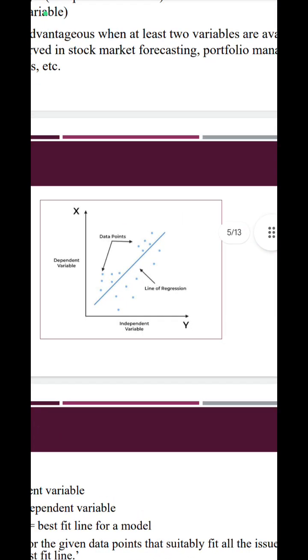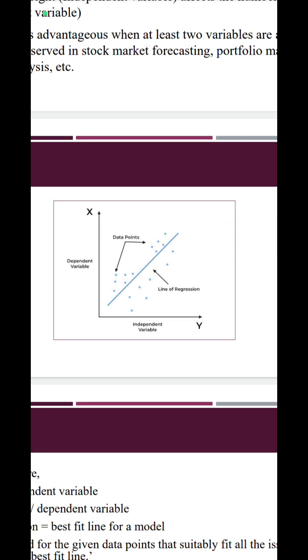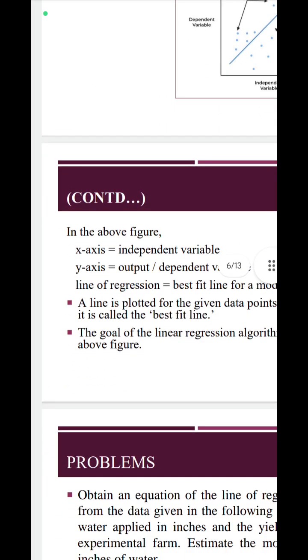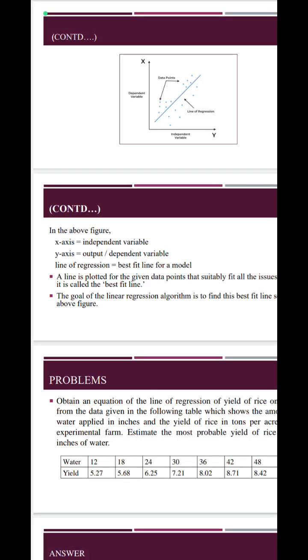This is a fit line. This is an image of a fit line. Here the line of regression is given, and on the y-axis the dependent variable is given. The independent variable is plotted on the x-axis, and the data points are given as blue dots. In the above figure, the x-axis gives the independent variable and the y-axis gives the output or dependent variable.